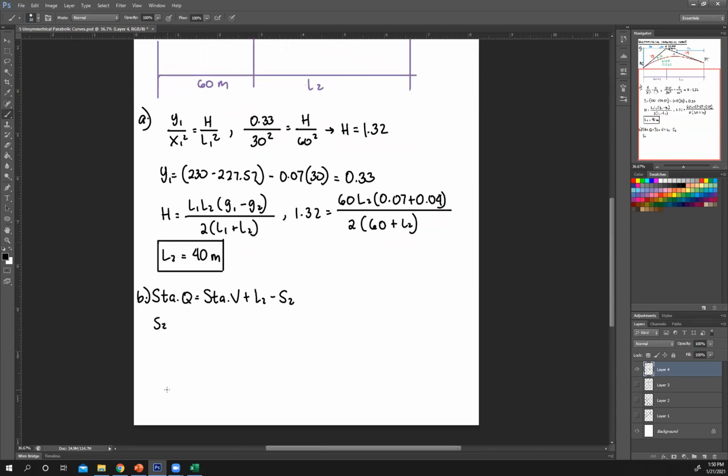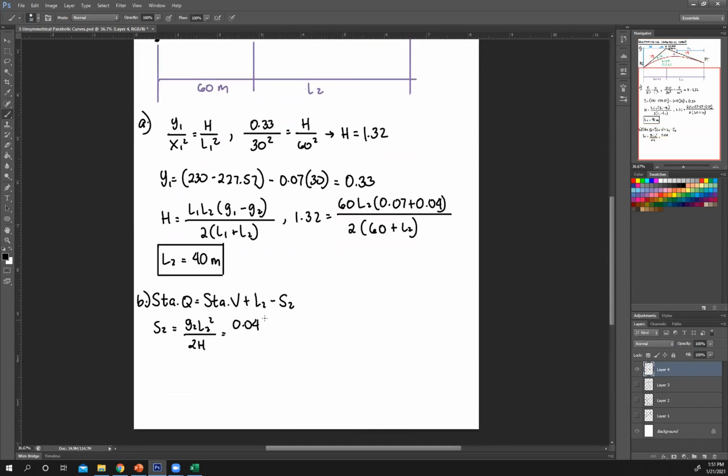So S2 equals G2 L2 squared all over 2H. G2 is 0.04, I believe. Yep. L2 is 40 over 2. H is 1.32. Solving for this, what's S2?